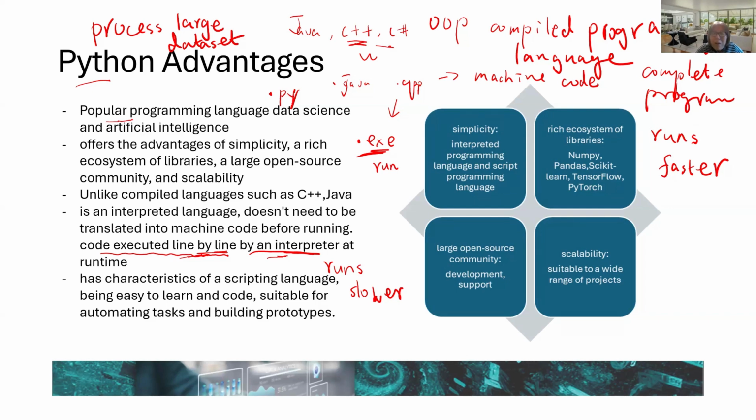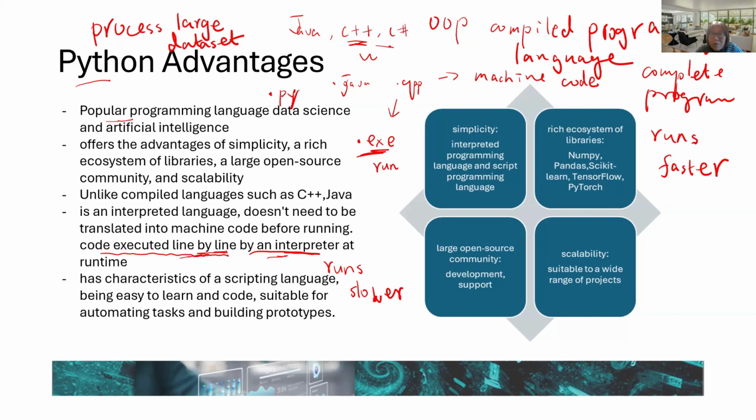So that's the discussion about the first component of the advantages, simplicity. And here it lists three other advantages, the components. The second one is the rich ecosystem of libraries.